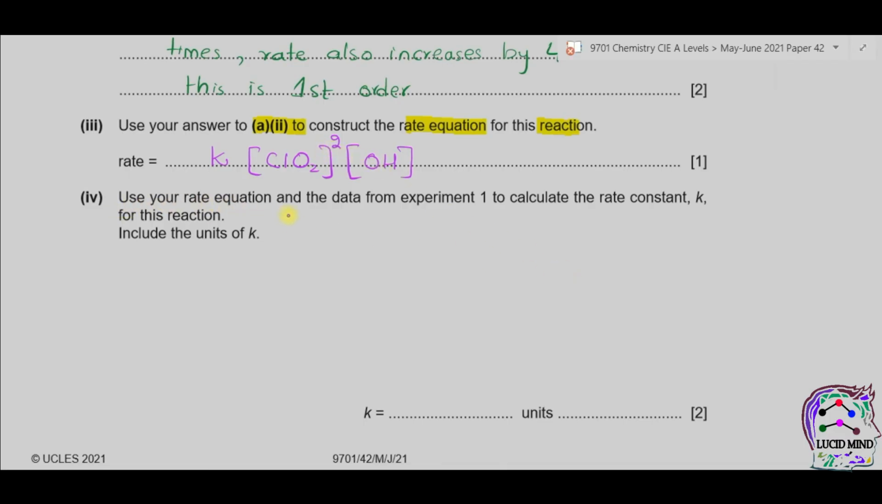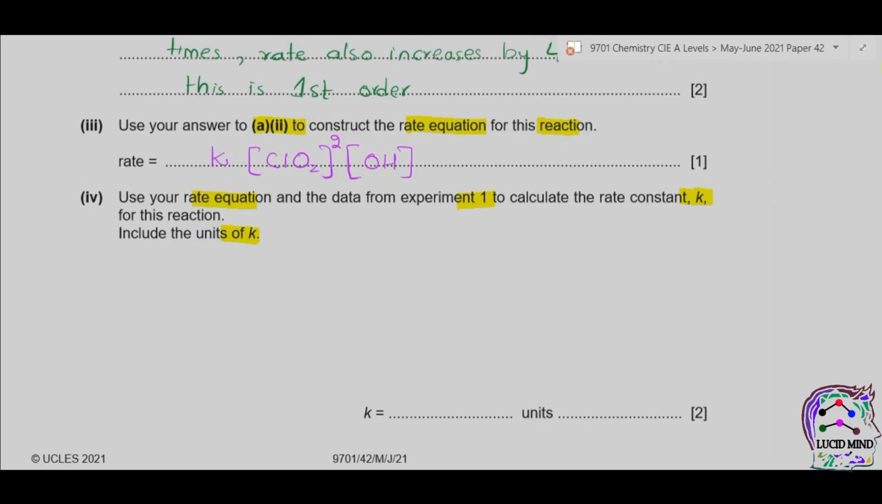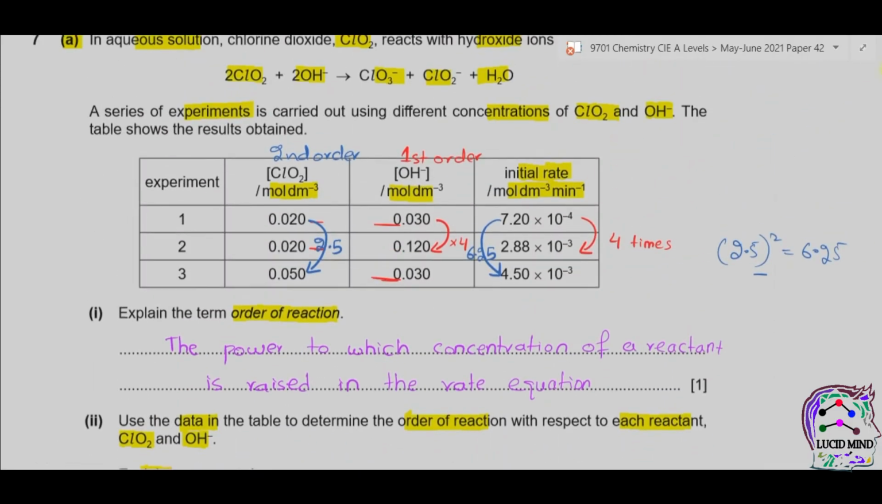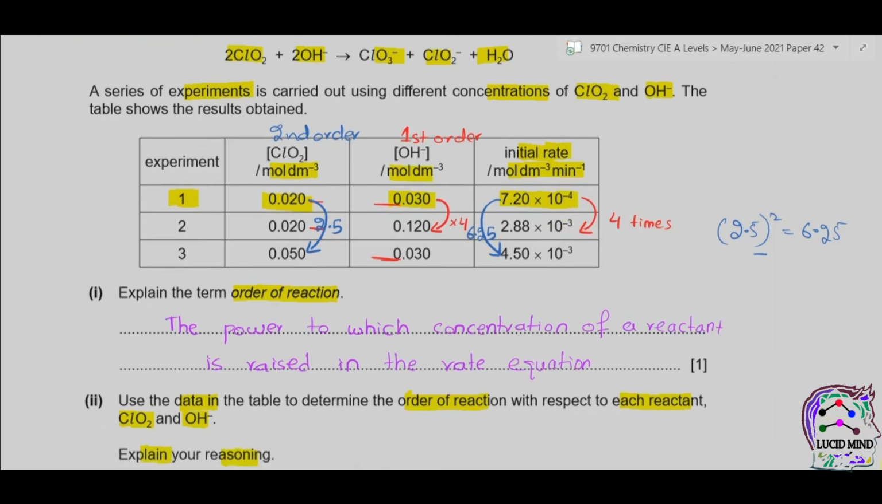Use your rate equation and the data from experiment 1 to calculate the rate constant K for this reaction. Include the units of K. We have to find the value and units of K. Going back to the table, we can see that for the first experiment, this is the concentration of ClO2, this is the concentration of OH negative, and this is the initial rate, and these are the units for the initial rate. We can use these values.